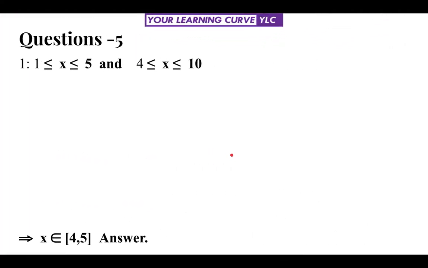Now we see how to combine two different inequalities and get the required values of x for our answer. Suppose you are given that x is greater than or equal to 1 but less than or equal to 5, and x is greater than or equal to 4 but less than or equal to 10. Here, AND means you have to find values of x which satisfy inequality 1 as well as inequality 2. We all know that AND means the intersection of the values of x which satisfy both the inequalities.